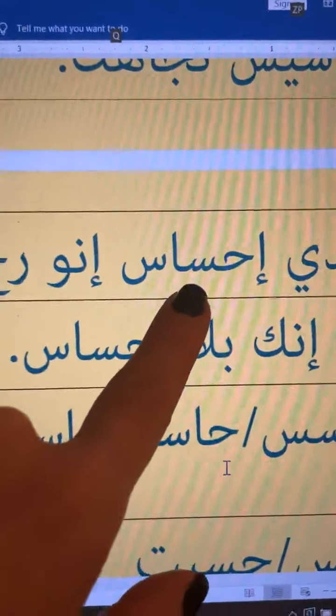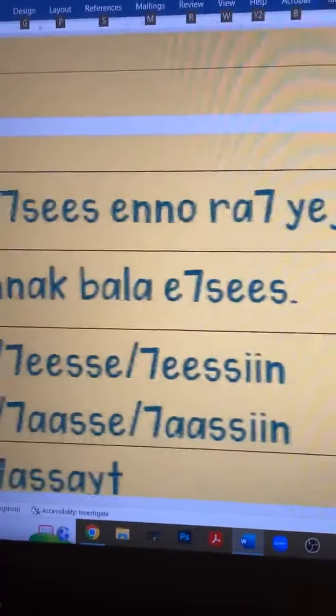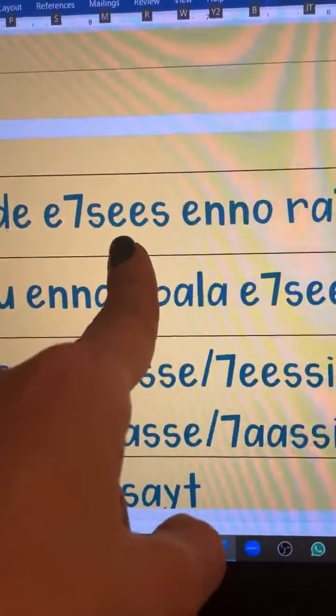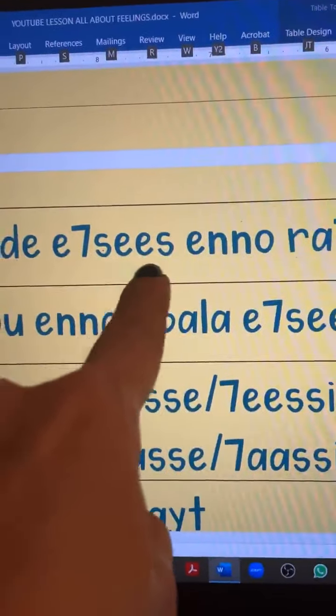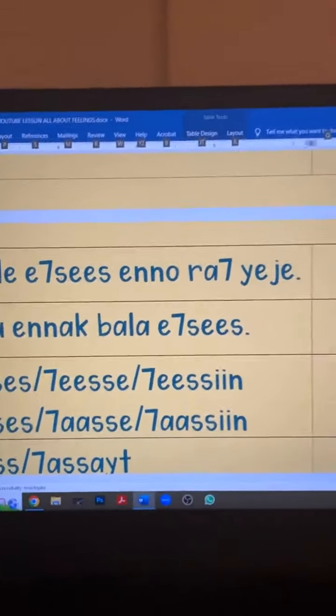Like in this case, I will say عندي إحساس إنه رح يجي. He will come. عندي إحساس إنه رح يجي. I have a feeling that he will come. Let's read it together. عندي إحساس إنه رح يجي. I have a feeling that he will come. عندي إحساس. I have a feeling. You can say it either way, but in the Lebanese dialect, we tend to do the A lot. عندي إحساس إنه رح يجي. I have a feeling that he will come.